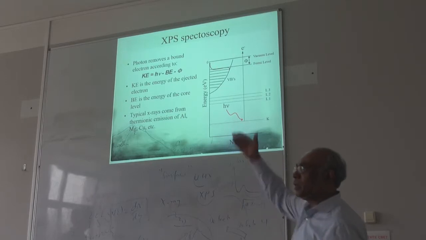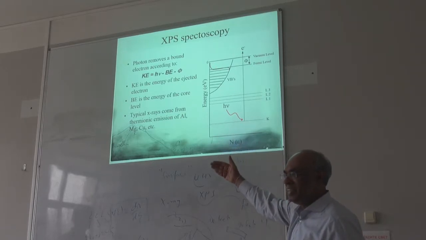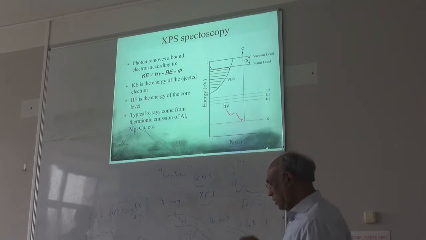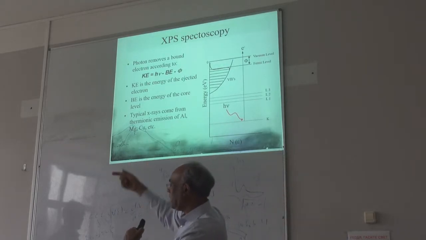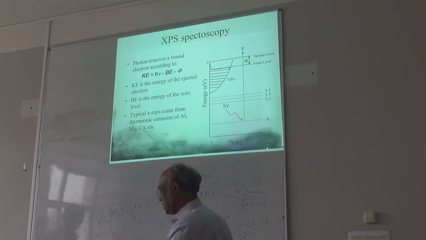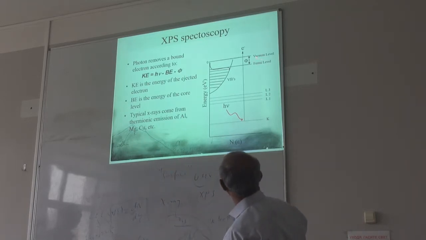Then we have something called a vacuum level. Right? So if I want to remove the electron from the surface, I have to provide energy for that electron to come out, right? That's the work function here.